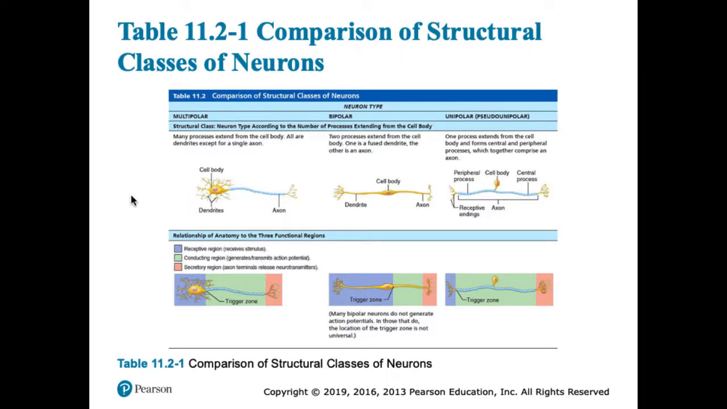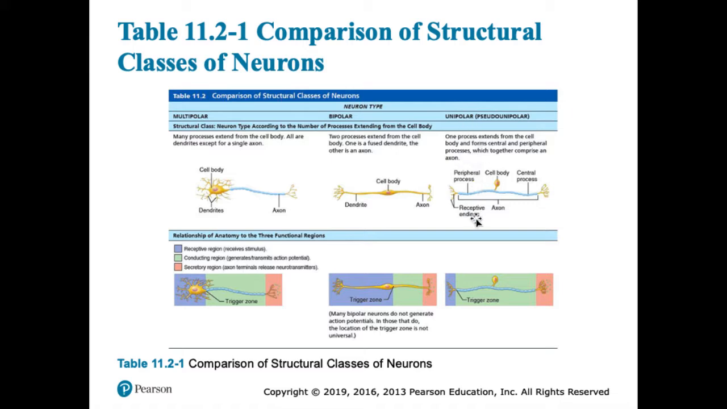So these are some of the classes of neurons, the structural classes, I should say. We have multipolar, which basically means many processes extend out of the cell body that you see here. All are dendrites except for this one single axon that's going to go on to where it's going to be connected. We also have bipolar, where two processes extend from the cell body. One is a fused dendrite and one is an axon. So you can kind of see that structure.